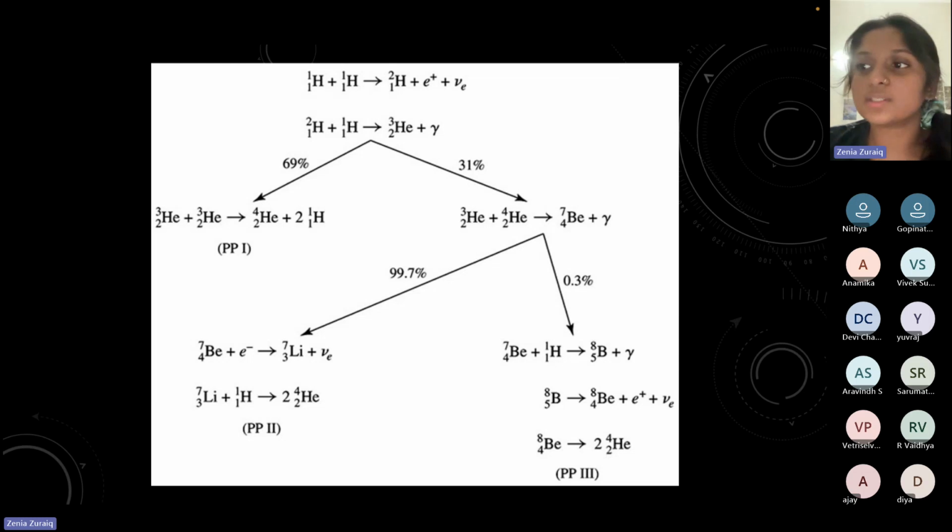And this pp chain is what is actually happening in our sun right now, and the dominant mechanism is of course the pp1 chain. But yeah, this is what is actually happening to fuse hydrogen to helium in our sun right now.